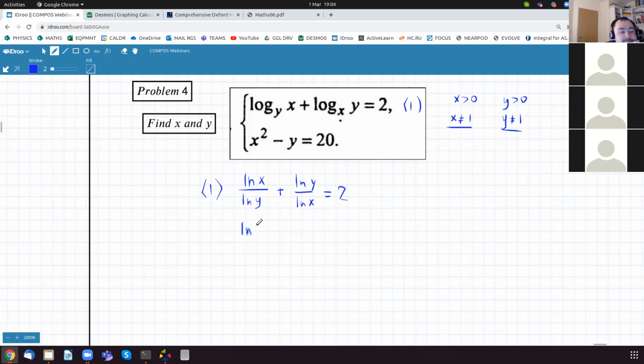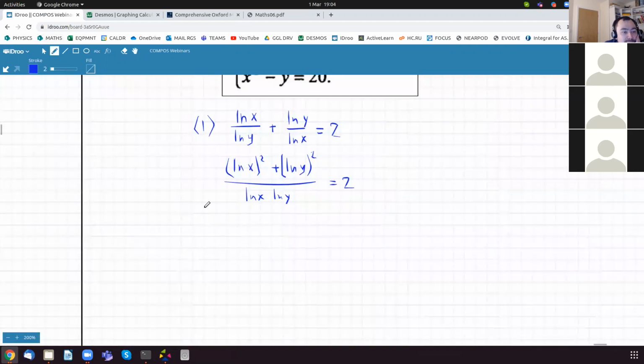So it's going to be ln squared x. Okay, not a very good notation. (ln x) squared plus (ln y) squared. I'm finding the common denominator. ln x ln y equals 2. Multiply everything by ln x ln y. So (ln x) squared plus (ln y) squared equals 2 ln x ln y.